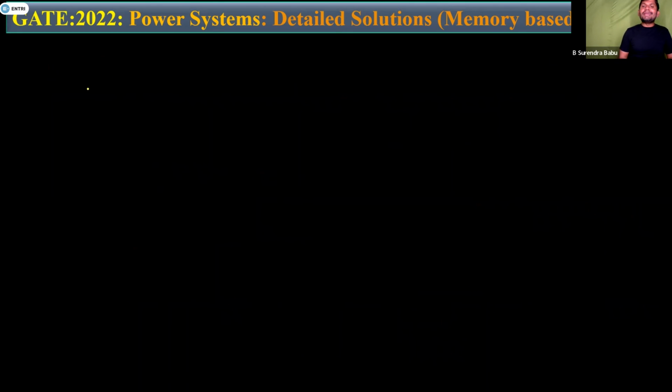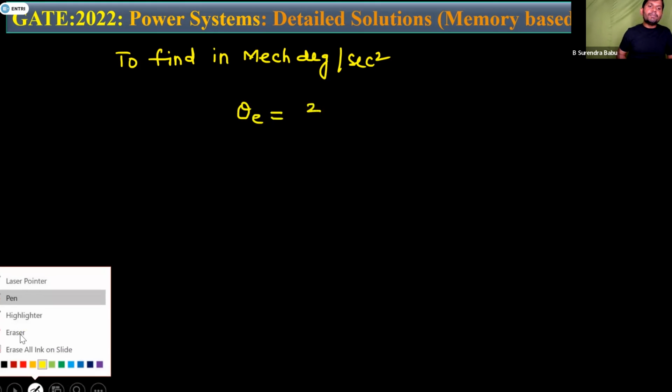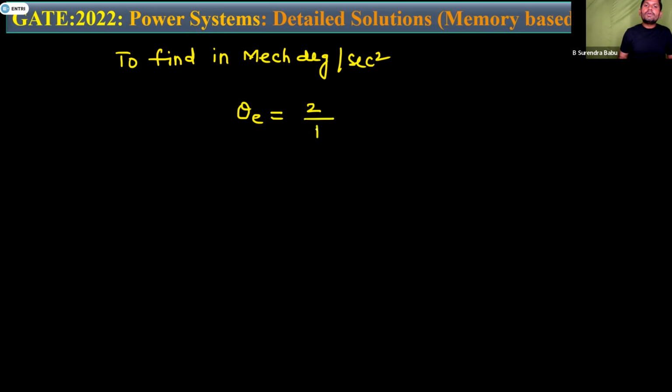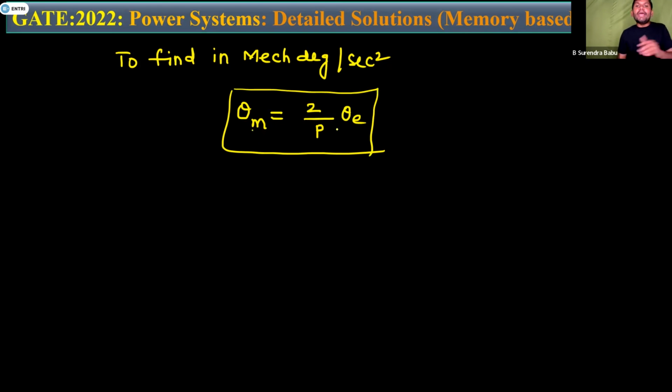But here you want to find it in mechanical degree per second square. Then how to find in mechanical degree per second square? We know that theta E equal to P by 2 into theta M. So theta M equal to 2 by P into theta E. You know this relation, how to convert mechanical degree to electrical degree.